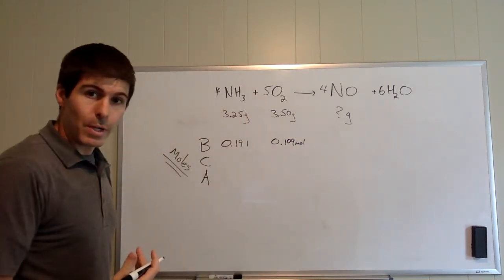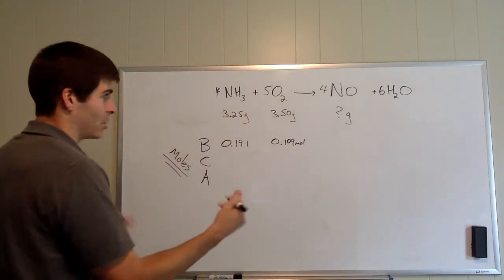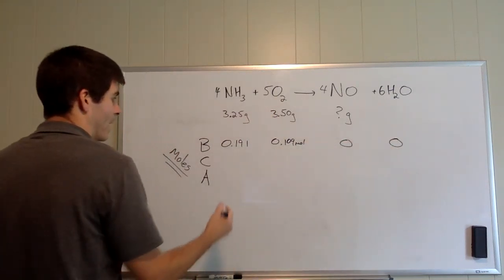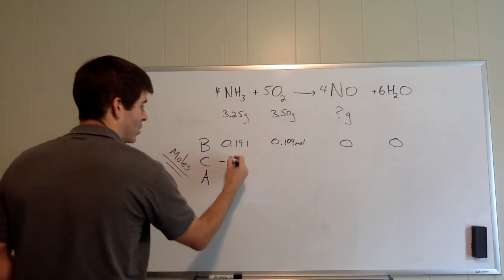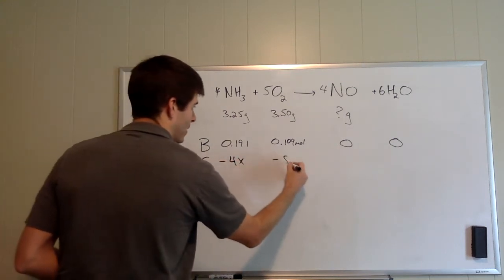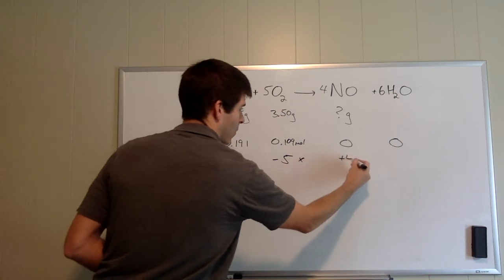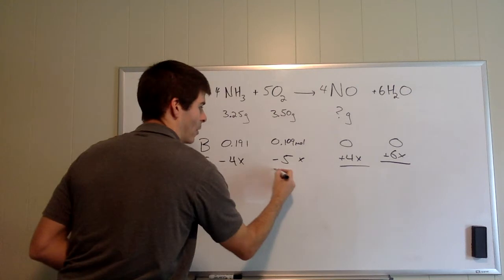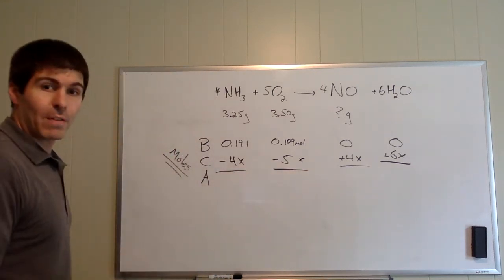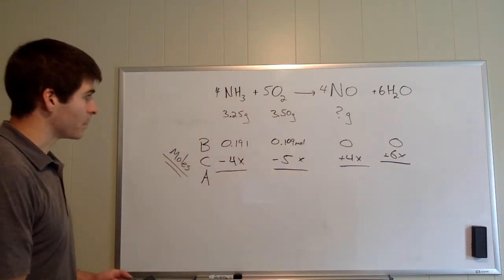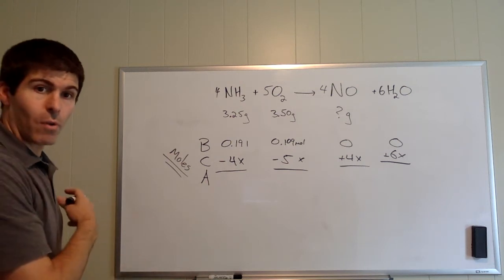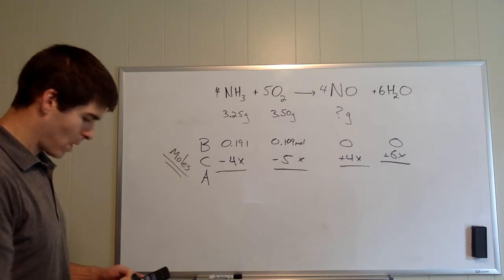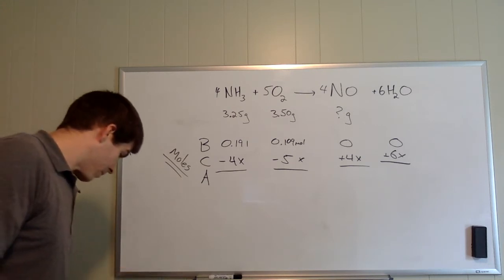Okay, so what do we do here? Well, we have to figure out the change. We have none of these to begin with. And the coefficients now become the change. Minus 4x, minus 5x, plus 4x, and plus 6x. So we get these little algebra problems. And if we can figure out what x equals, then we can solve everything in this problem all at the same time. We can at least get it into moles. So we have to figure out what x equals.